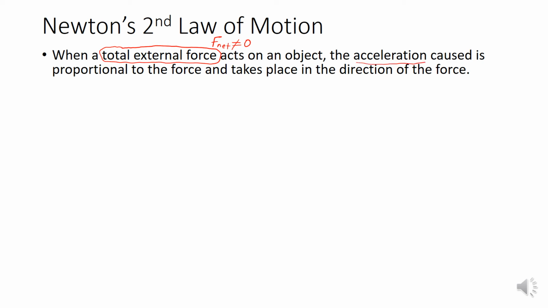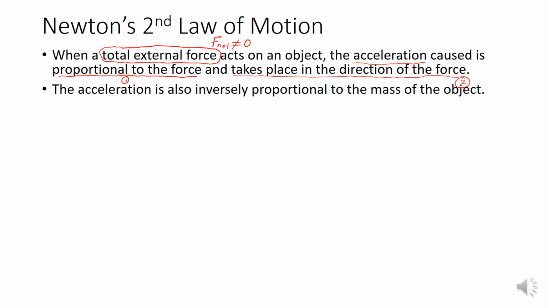We discussed this before. And the acceleration that's caused is proportional to the force. That's the first thing. So it means if there's a large force, then you'll get a large acceleration. And if there's a small force, a small acceleration. And secondly, it takes place in the direction of the force. So if the overall force is coming from left to right, well then the object will accelerate left to right. So if you're pushing something from left to right, it will move left to right.